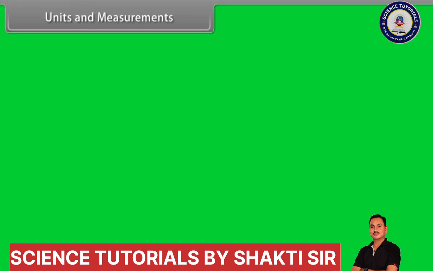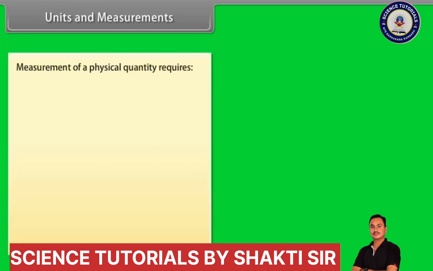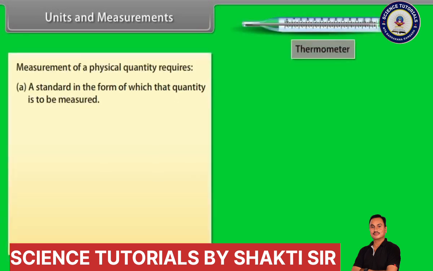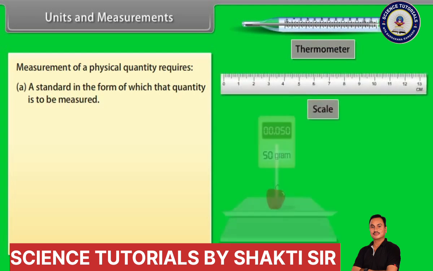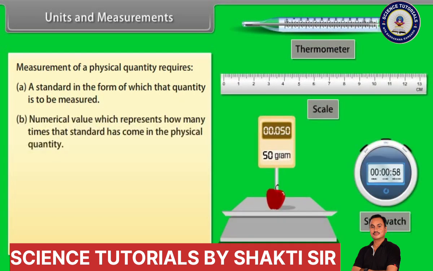Units and measurements. Measurement plays a very vital role in the study of physics. Measurement of a physical quantity requires A. A standard in the form of which the quantity is to be measured. B. A numerical value which represents how many times that standard has come in the physical quantity.